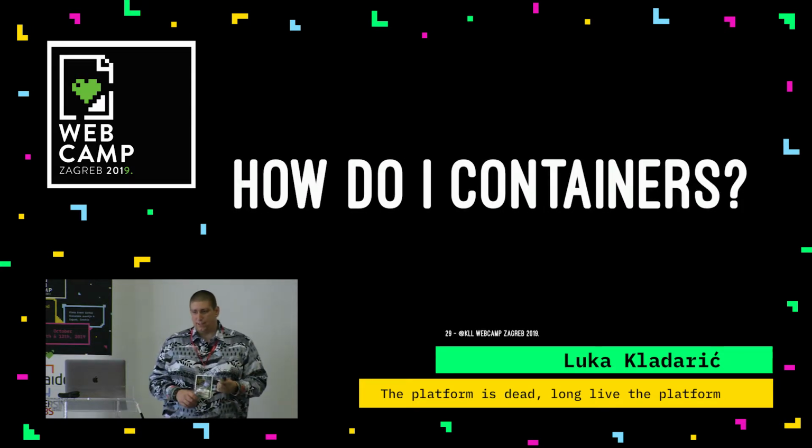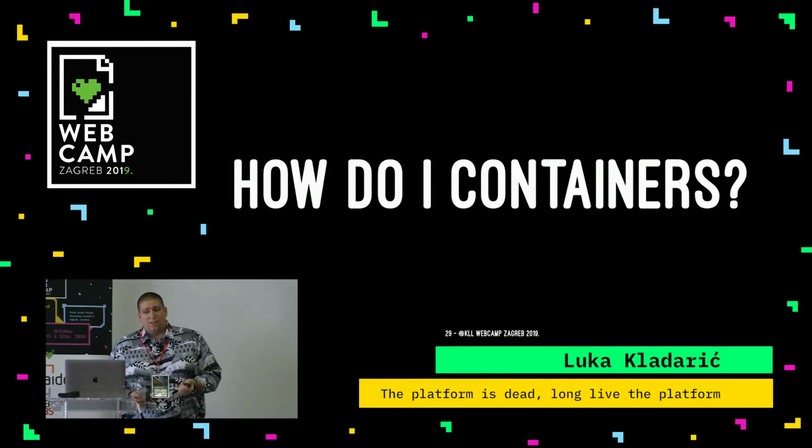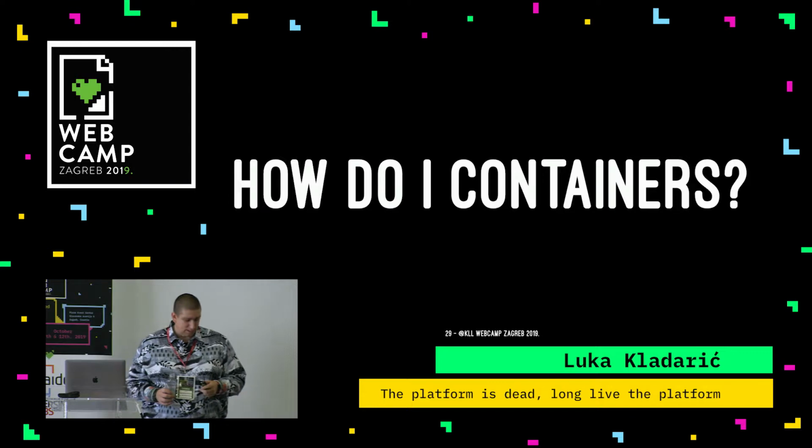So, how do I containers? I spent a few days trying to cram containers into our Ansible HAProxy Jenkins setup. And the more I looked at it, the more miserable I became, and the more components I threw out and replaced with more natural fits. So what did we replace?